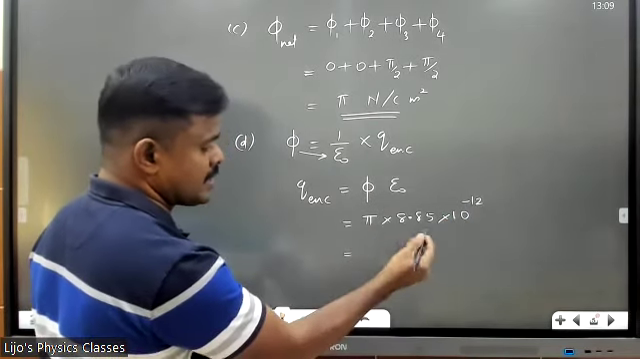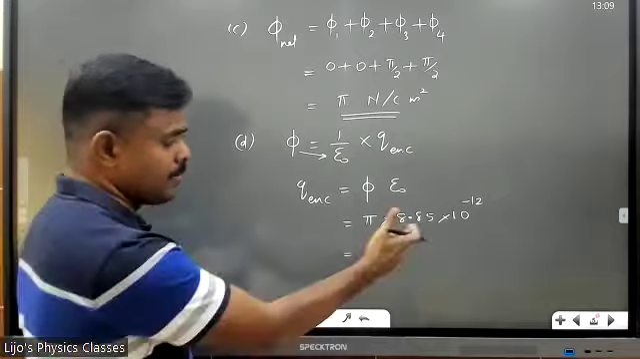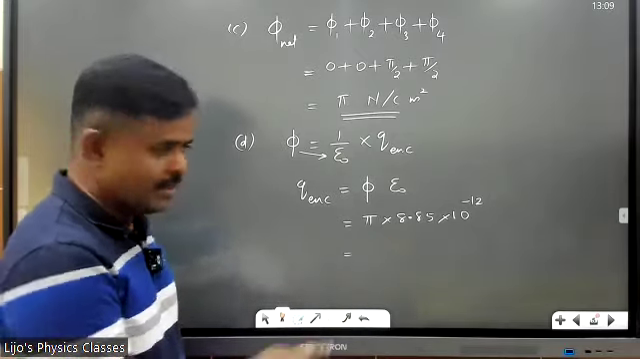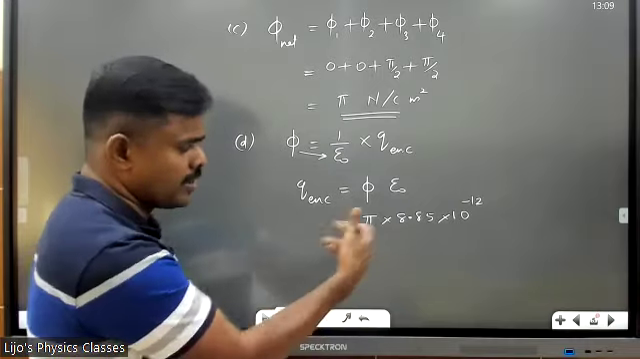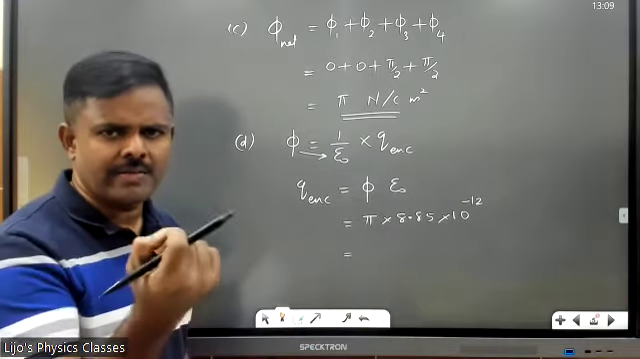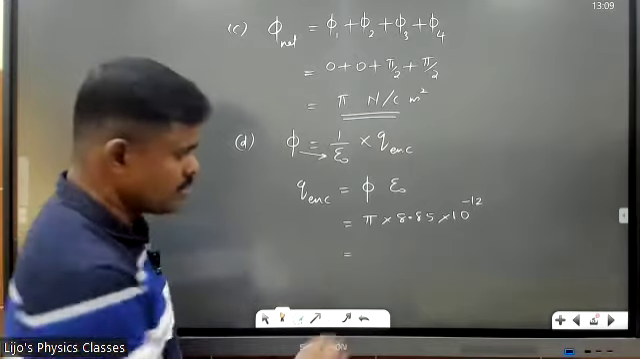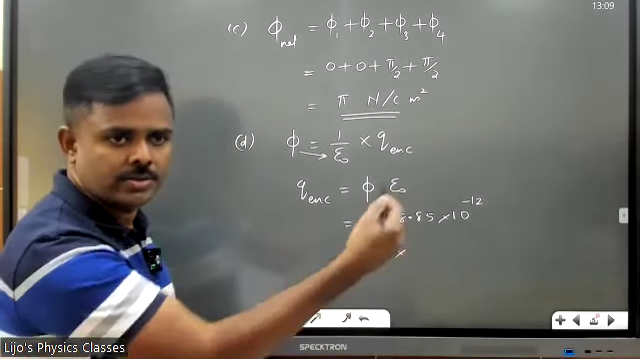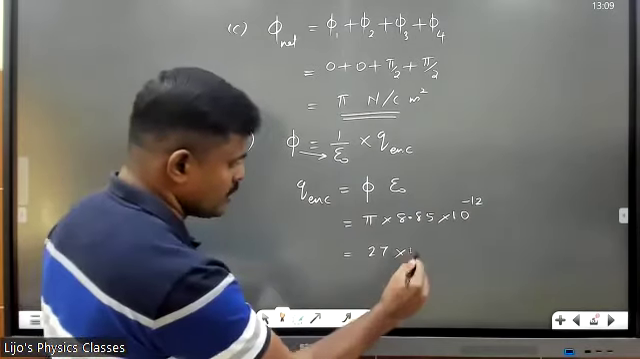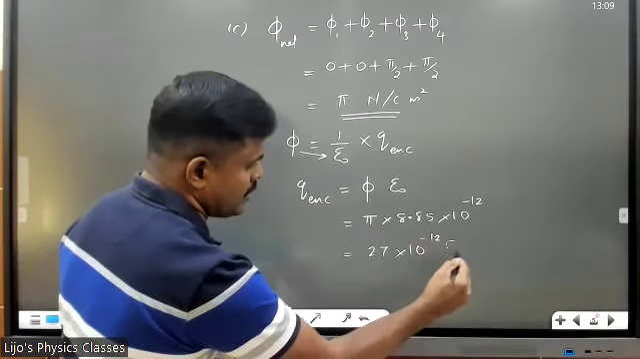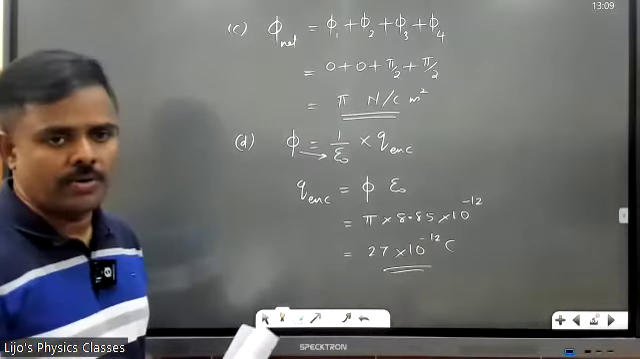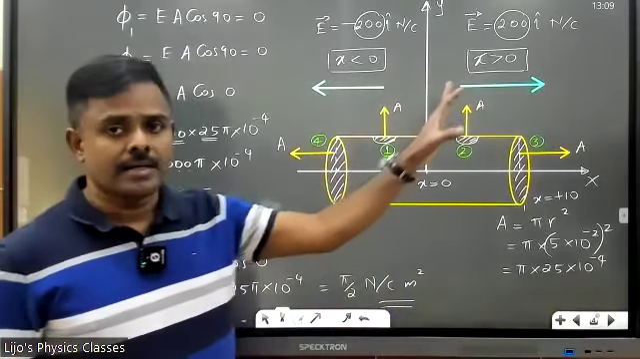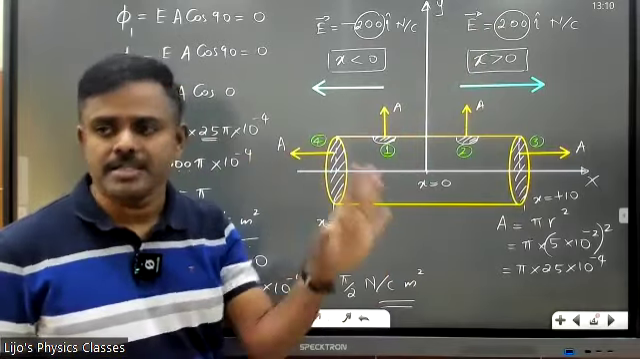Epsilon 0 is 8.85 into 10 power minus 12. So you consider this as 9. 8.85 is very close to 9. You can do a little bit of approximation. This can be made 3. 9 into 3 is 27. So actual value is 27.8 or something. It doesn't matter much because look at the power of 10. 12 places. So it is 27 into 10 to the power minus 12 Coulomb. So if you got the concept and if you can draw all this stuff, it is very simple.